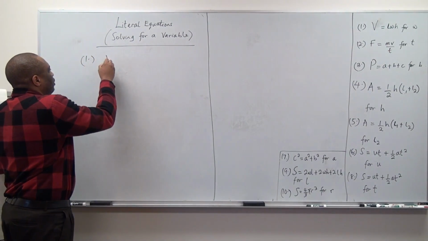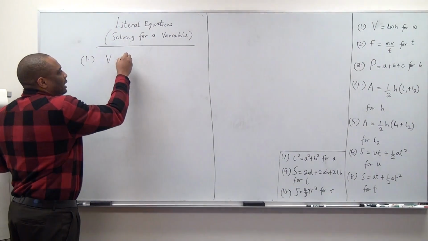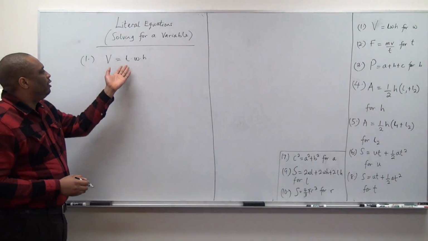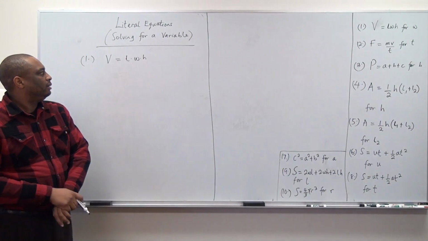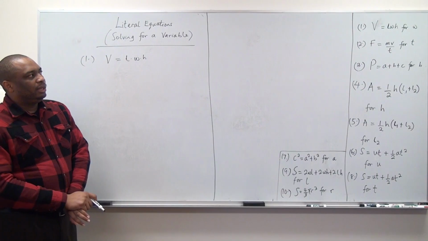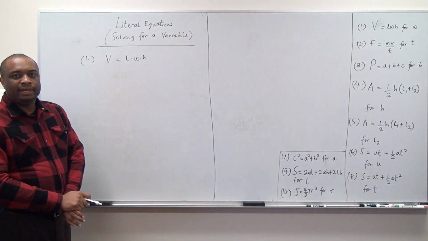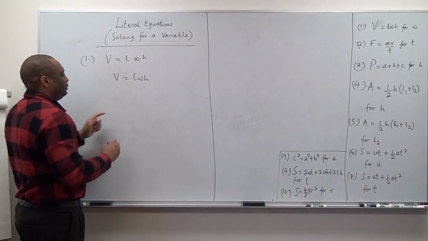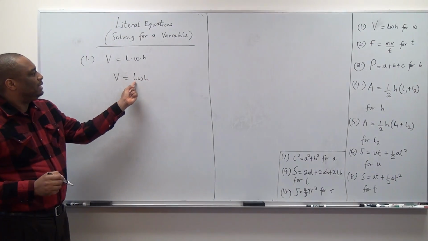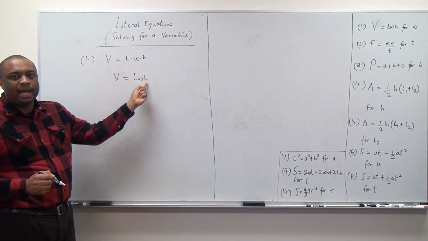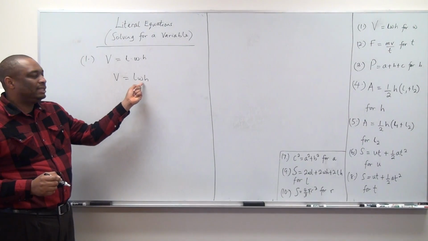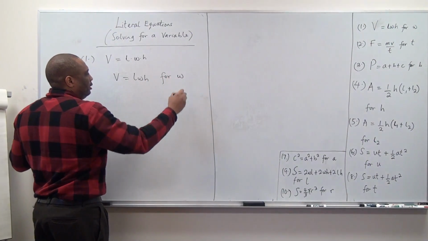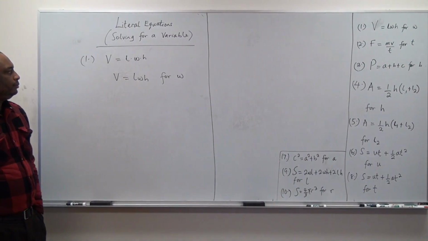Example 1, we have that volume is the length times width times height. Now, you're familiar with this formula, the volume of a rectangle. Of course, you have it this way, length, width, height. This means length times width times height. That is what it tells you. And you want to solve it for the width, W.